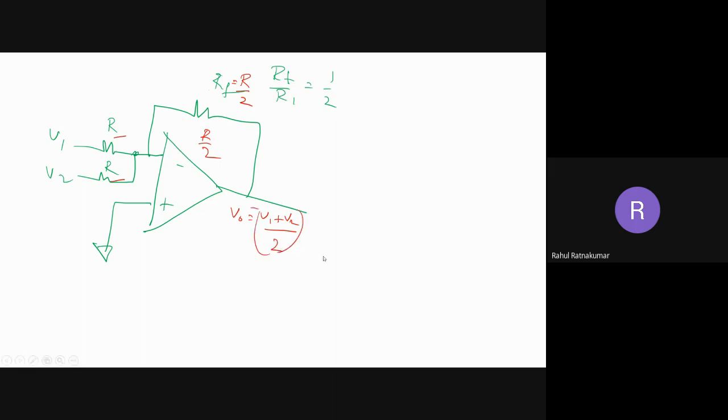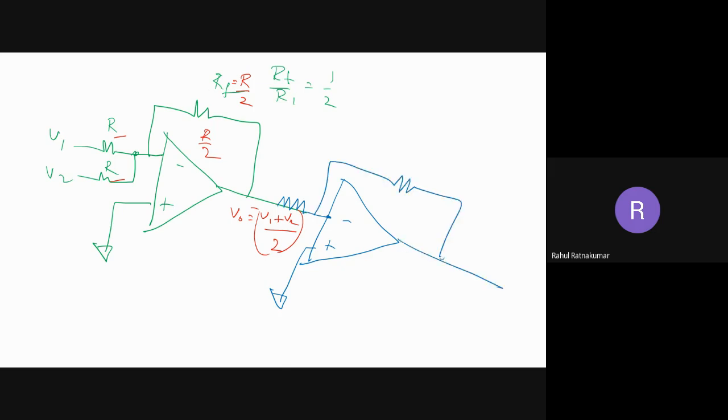So now to equalize this negative voltage, what do we do? Again, we will add one more inverting amplifier, so the negative is cancelled, right? So I'll add one more inverting amplifier.